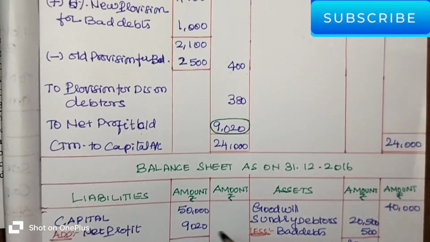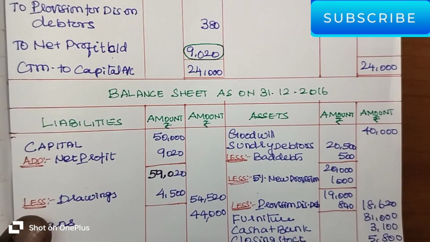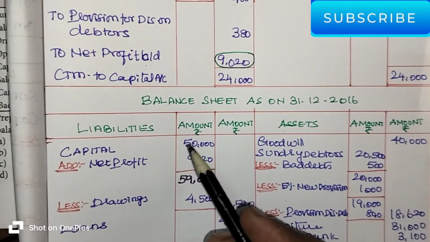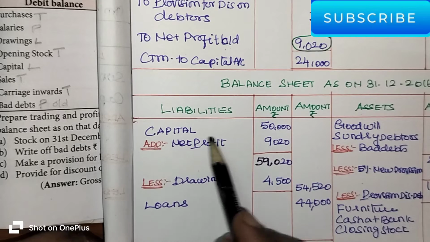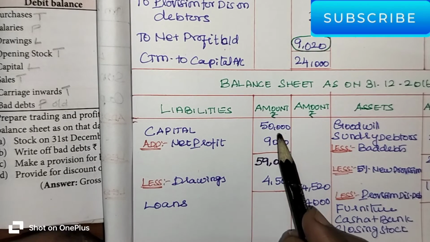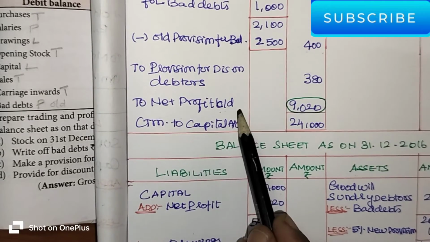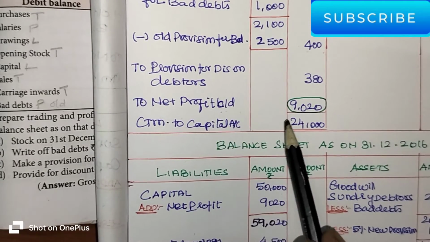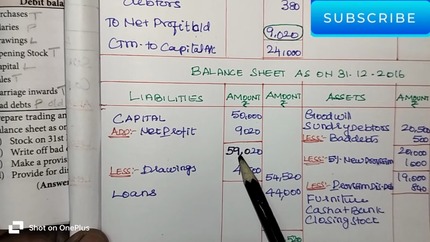Okay, so we have prepared the trading and profit and loss account. Now we are going to prepare the balance sheet. Let's go for the liability side. On the liability side we have entered capital 50,000 rupees in the inner amount column. With the capital we have to add the net profit transferred to the capital account, right? So after adding net profit we got 59,020 rupees.